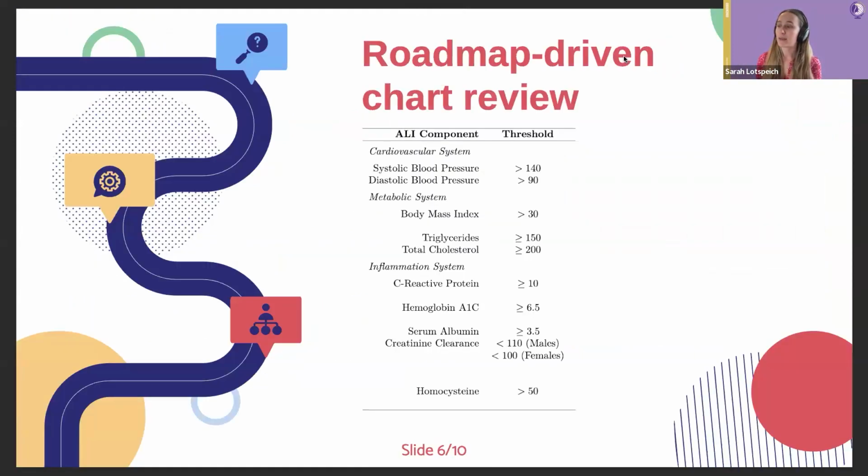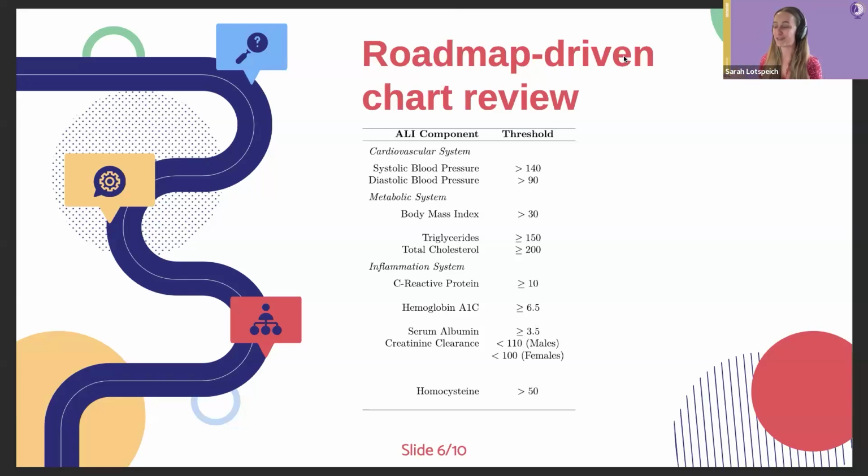So the ALI, like I mentioned, is made up of 10 components. They're listed here in this table, and they represent 3 different body systems: cardiovascular, metabolic, and inflammation. Basically, you take these different components, which are biomarkers, labs, and vitals, and you take them either at a discrete time point or averaged over a study period, and then patients' values are thresholded into an unhealthy or a healthy category. This is a classic definition of this score.